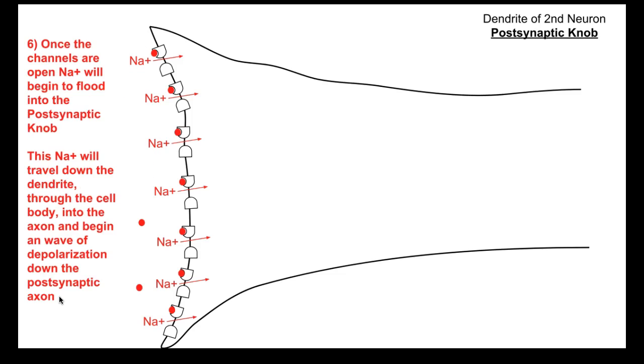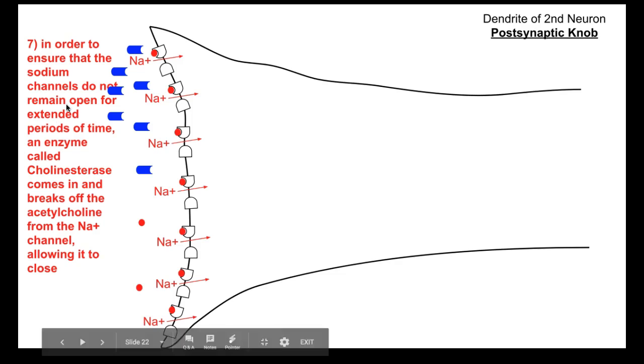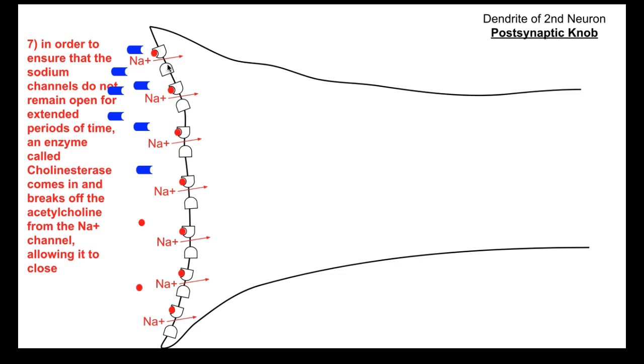So we don't want the sodium channels to be open all the time. So in order for this to not happen all the time, we're going to allow an enzyme to come along called cholinesterase. And cholinesterase is going to basically remove all the acetylcholine from the receptors and allow these channels to close so that we don't have a constant state of depolarization, which would basically end up being like tremors if you see that from a full body perspective.